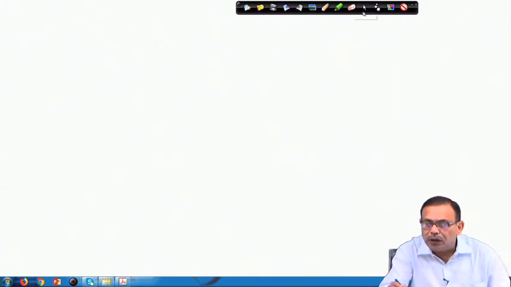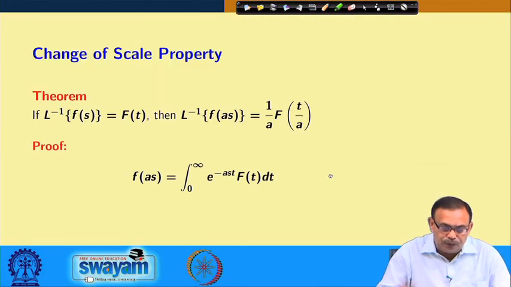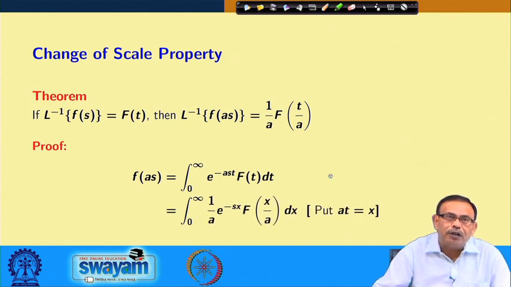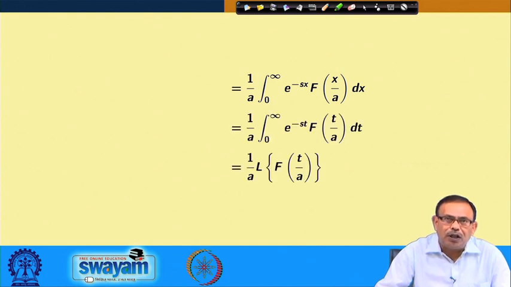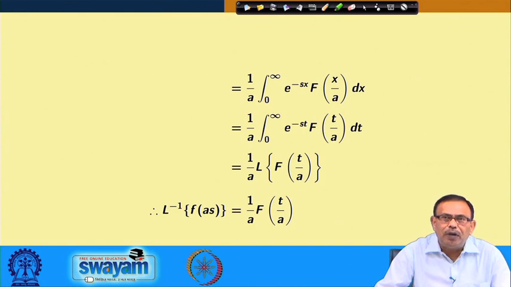Just see the proof once. F of a s is this. So, by substituting a t equals x, you are obtaining this one. From here, you can write down 1 by a, integral 0 to infinity this. The integral is nothing but f of t if we convert, and it is nothing but the Laplace transform of f of t by a. Therefore, Laplace inverse of f of a s is equal to 1 by a f of t by a, which completes the proof of the theorem.